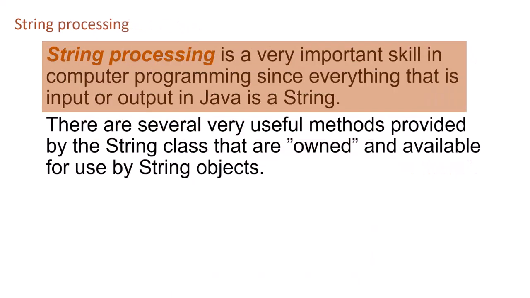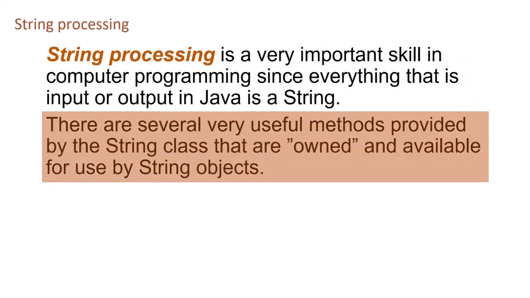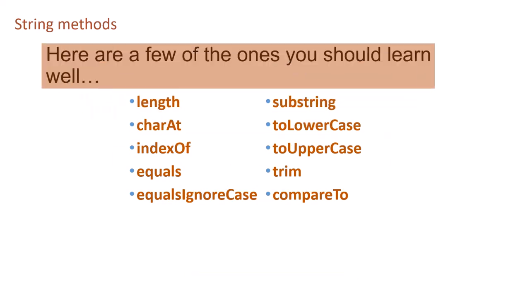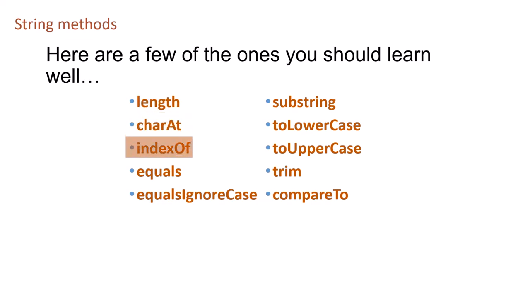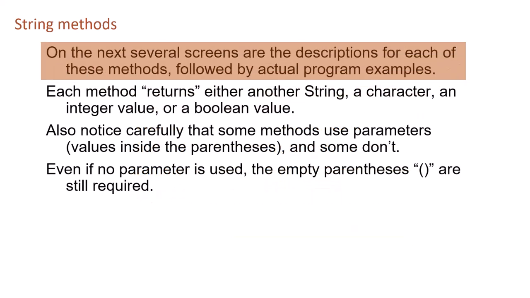String processing is a very important skill in computer programming since everything that is input or output in Java is a string. There are several very useful methods provided by the string class that are owned and available for use by string objects. Here are a few of the ones you should learn well. Length, charAt, indexOf, equalsIgnoreCase, substring, toLowerCase, toUpperCase, trim, and compareTo. On the next several screens are the descriptions for each of these methods, followed by actual program examples.